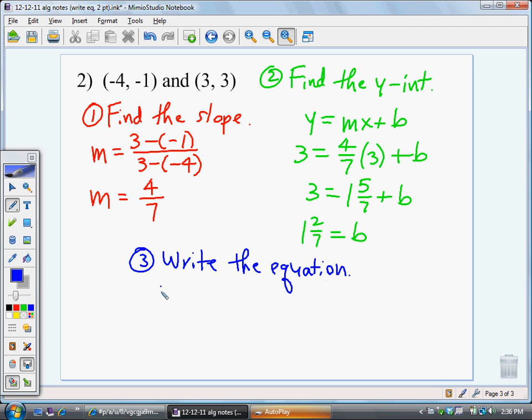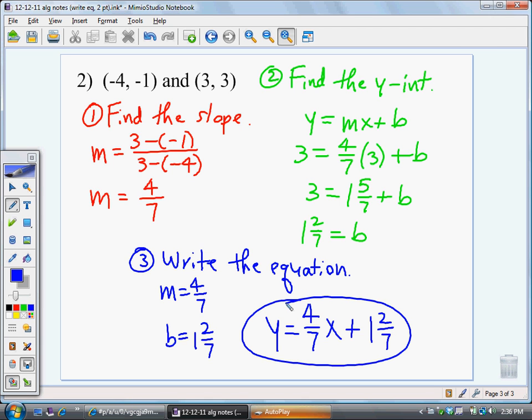And so again, we have found the slope to be 4/7, the y-intercept to be 1 2/7, and so when you plug it in there, m is 4/7, x plus b, which is positive this time, so 1 2/7. Here's the answer. Now you check it by putting in the ordered pairs.